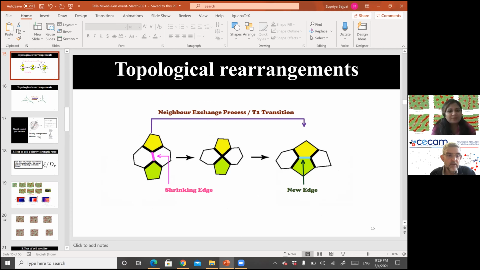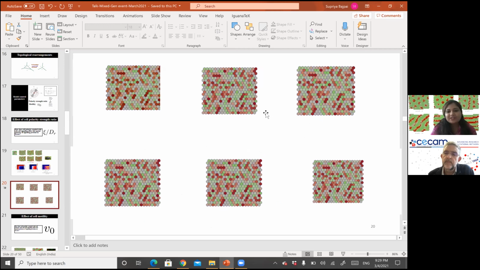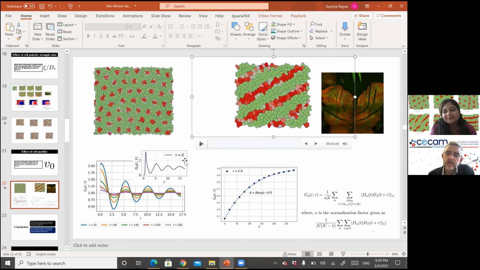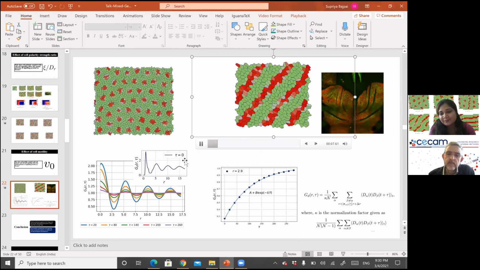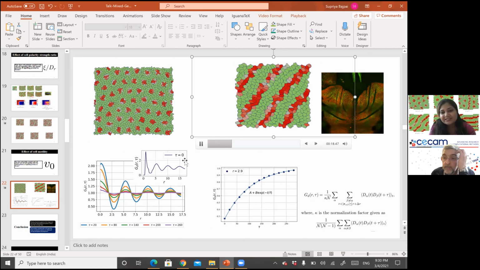The role of topological rearrangements. Yes, when we put this motility term here, it's not just the v naught that is driving the system. Cell addition and the topological rearrangements also take place. So it is the combined effect of all these that puts the cells in motion. If we put some motility term, these cells will show topological rearrangements.